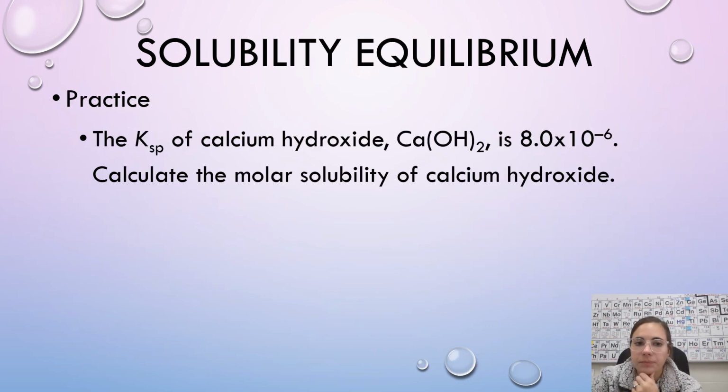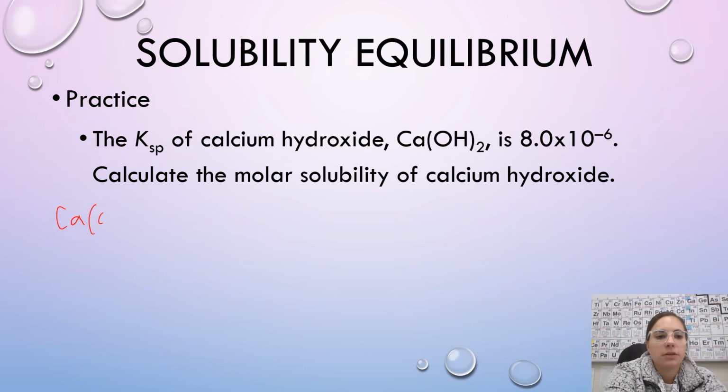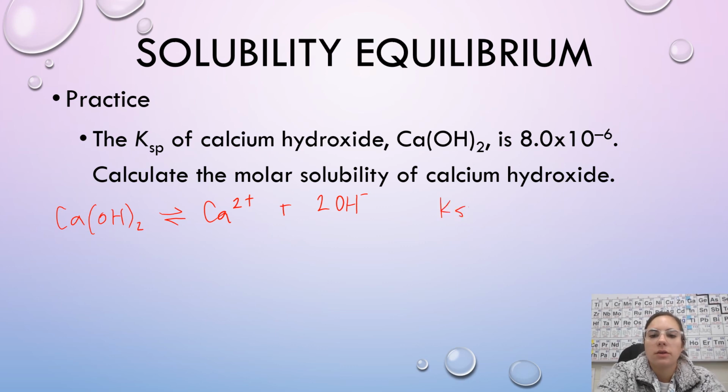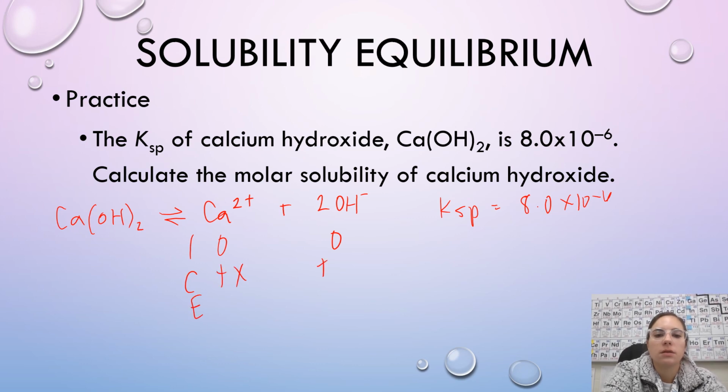All right, so here's an example. We're given the Ksp of calcium hydroxide is 8 times 10 to the negative 6. Calculate the molar solubility. Calcium hydroxide dissolves into a calcium ion plus 2 hydroxides. So the Ksp equals 8 times 10 to the negative 6. So 0, 0, plus x, plus 2x, x and 2x.